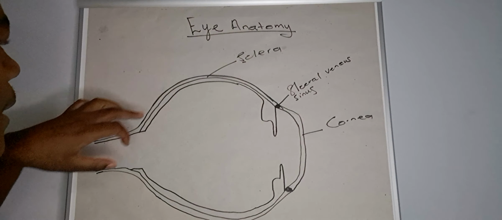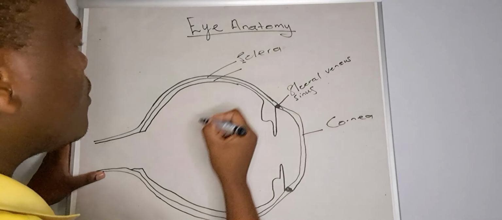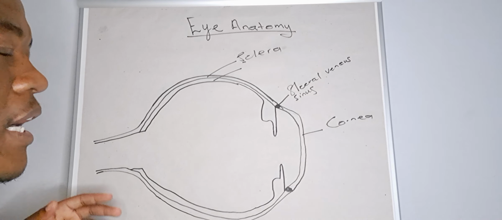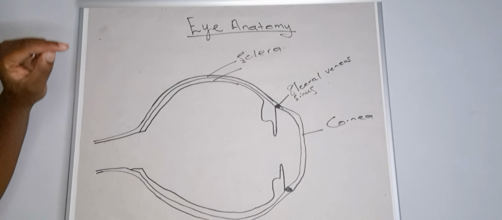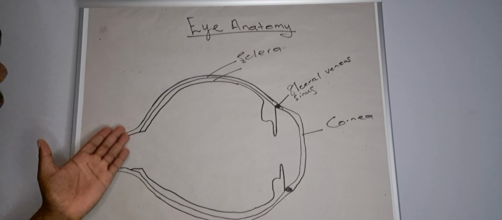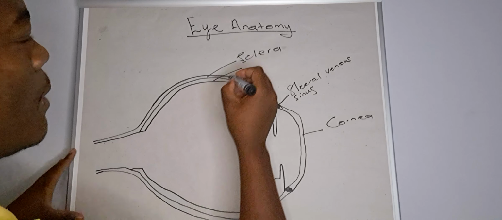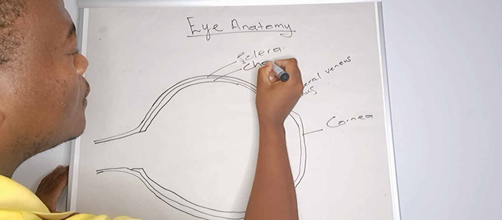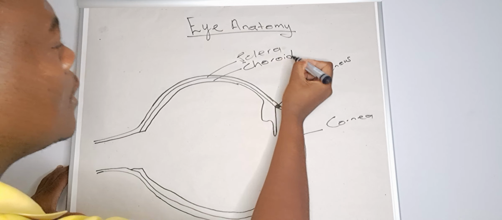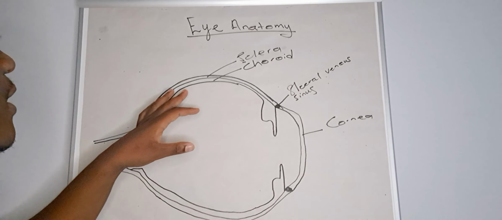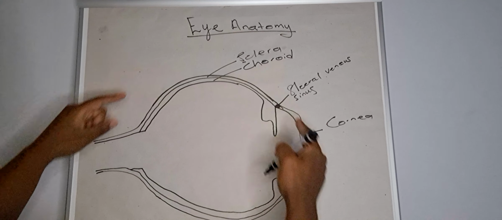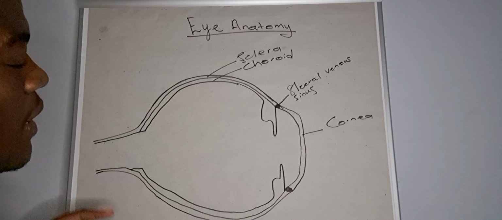The second layer of our eye, we call it the vascular layer, because we know in the heart when we talk about vascularity, vascular has to do with blood, but in this case, we will name it choroid. This is our choroid layer. This is responsible for distributing blood to most parts of the eye.